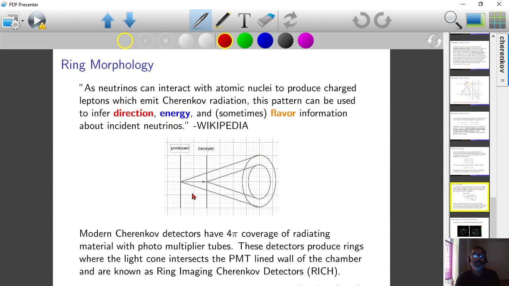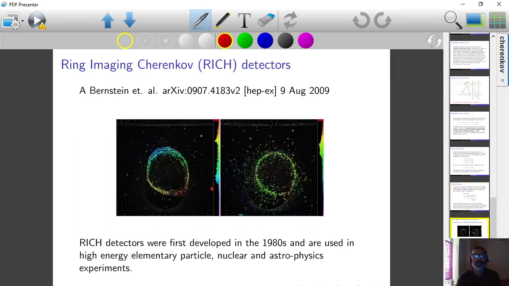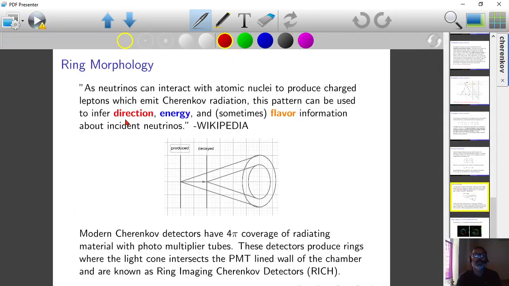Why flavor? Because suppose it's a muon, then the muon will get less scattered, whereas the electron will get scattered more. So that means an electron will give me a diffused ring and a muon will give me a sharp ring. Here is a diffused ring caused by an electron. This is a sharp ring caused by a muon. So that way we can have information on the direction, energy and flavor of the neutrinos.